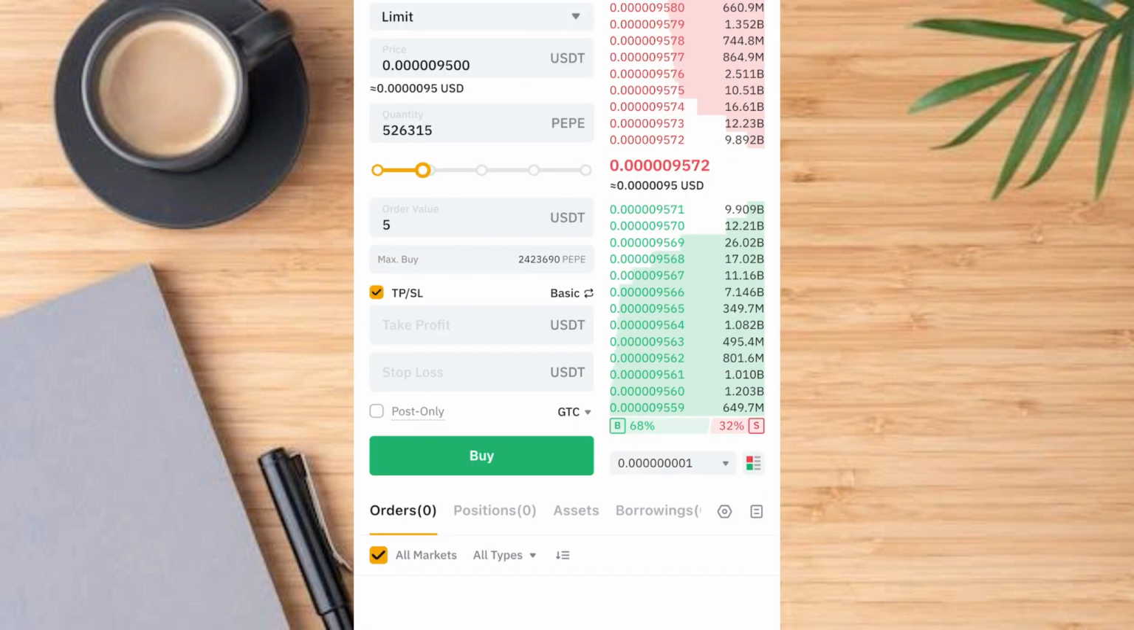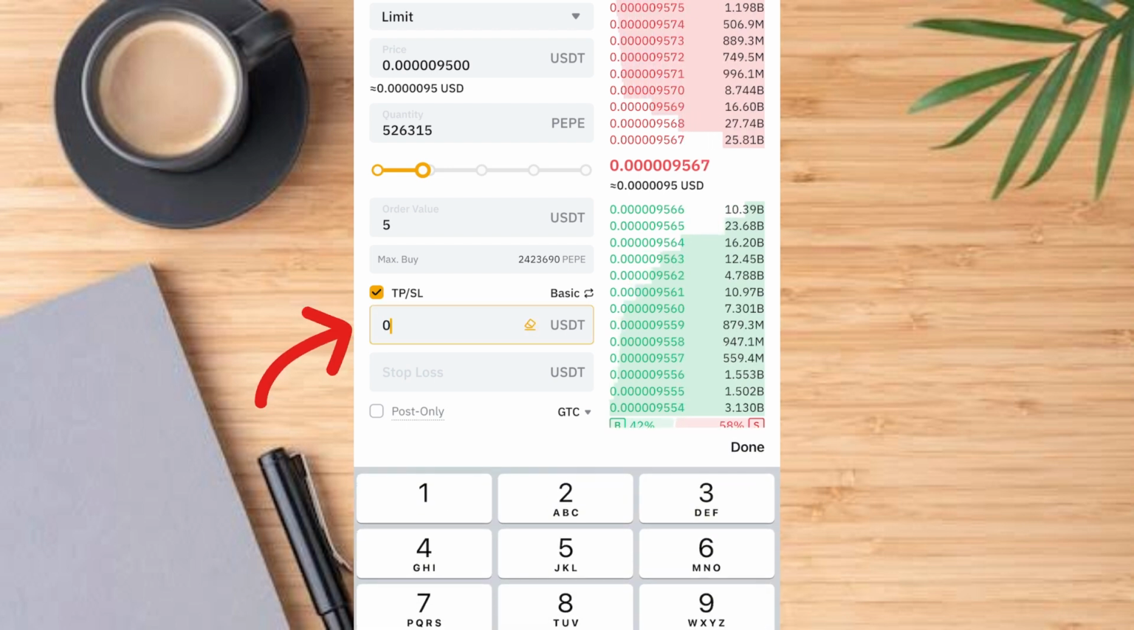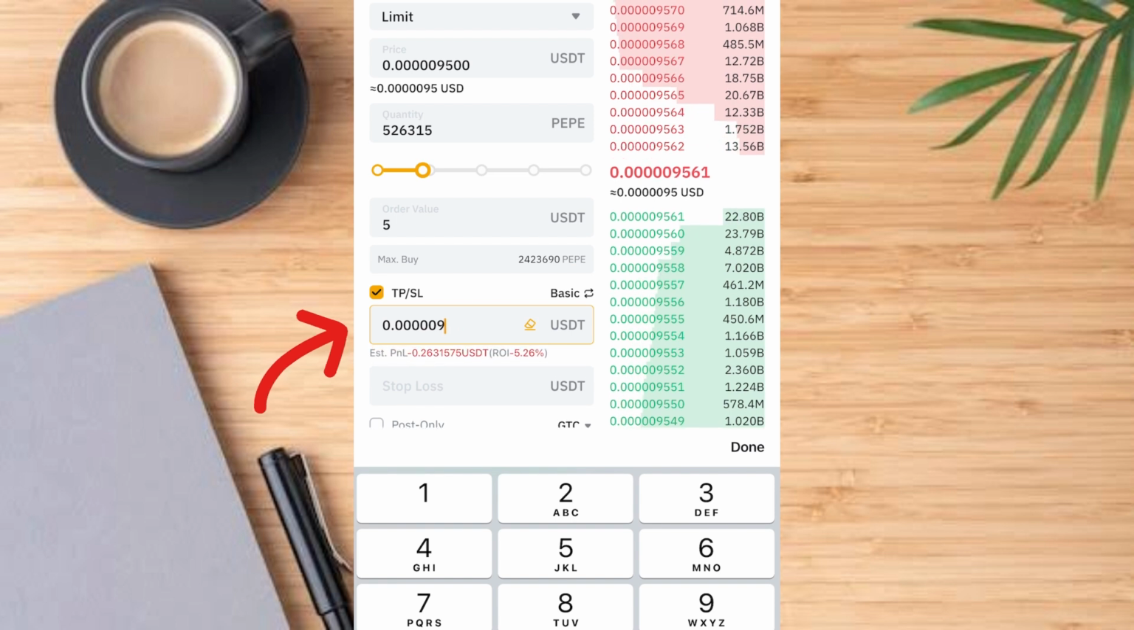Then here, the price that I want to take my profit, I will enter that profit here. That is my take profit when the price is 0.000. How many zeros now? 5034. This is 50. Then when the price is 970, so I will take my profit when the price is 970. Then we'll tap on done.